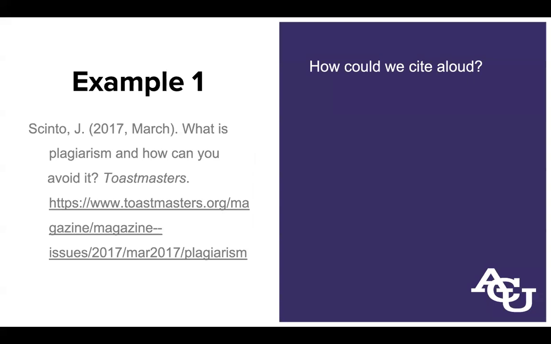Now we'll look at some example sources and discuss possible ways to cite them in a speech. Let's start with the Cento source that we've already been looking at. The article title is "What is Plagiarism and How Can You Avoid It?" and it was published in 2017. Emmy, what would we do to cite this source aloud?